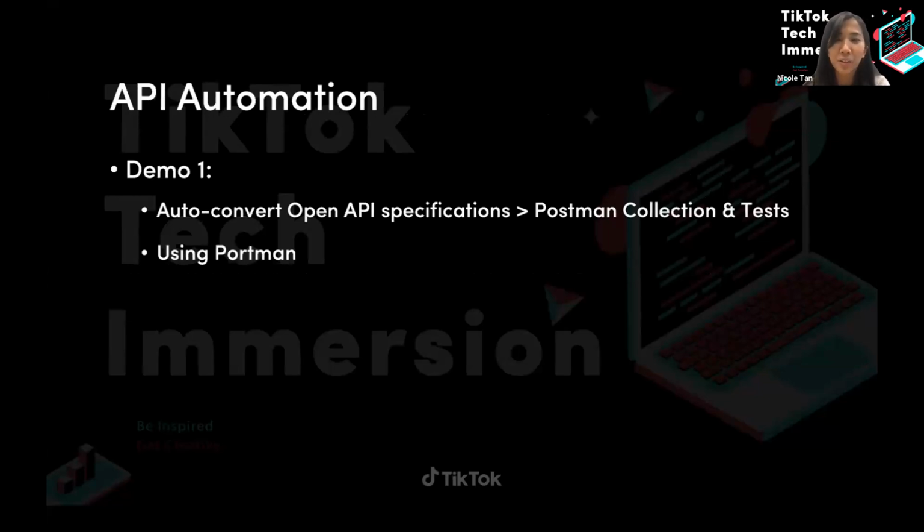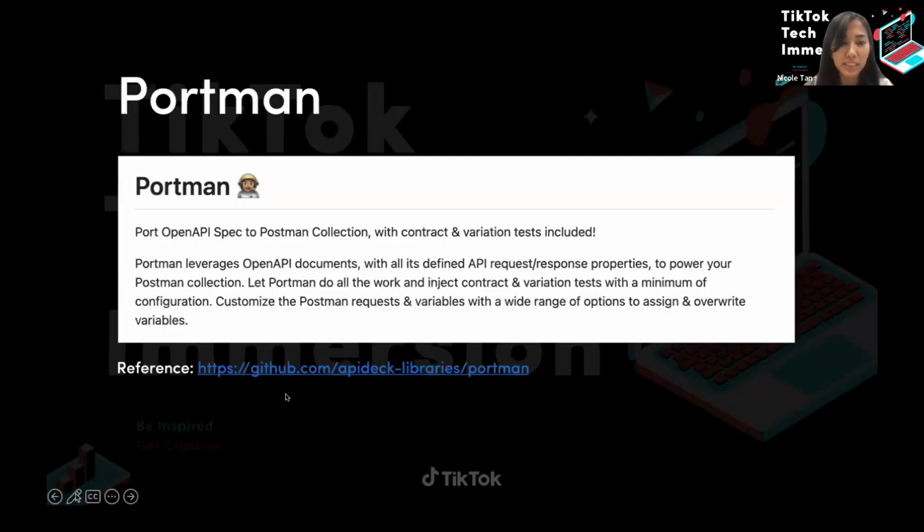Okay, so for my first demo, I'll be showing the benefits of Open API. Because Open API is a standard, you can easily auto-convert an Open API YAML file to a Postman collection with tests. If it sounds like magic, it's all because of this app here. It's open source, so you can find it in GitHub. Basically, it ports Open API specs to a Postman collection plus tests.